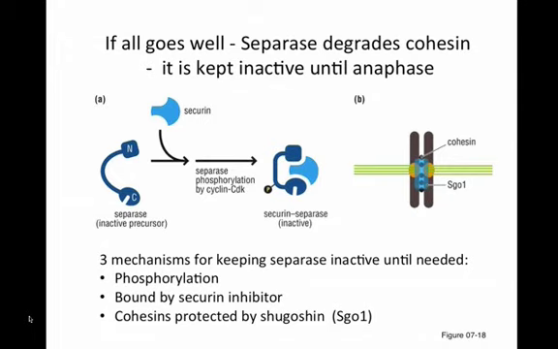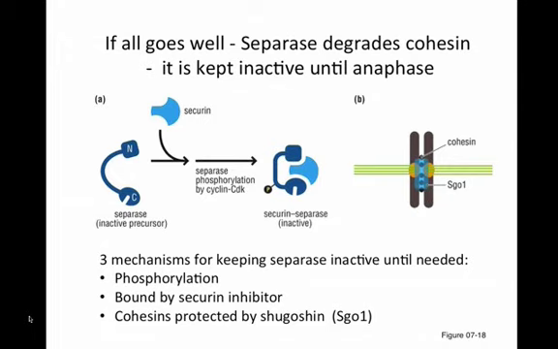So normally, if all goes well, the mitotic spindle attaches appropriately, separates, degrades cohesin, and the cell cycle moves on, and mitosis moves on, and we're all happy. Something to take note of is that separase is inactive until anaphase, and that's highly regulated by multiple mechanisms. One is what I keep telling you guys about: securin. Securin binds and keeps it inactive.